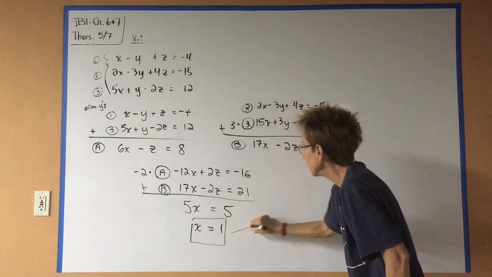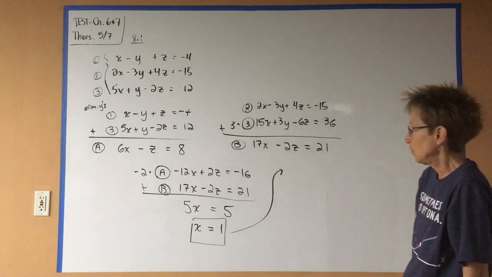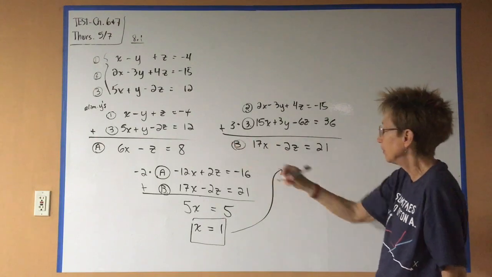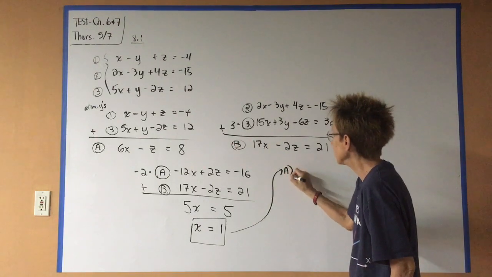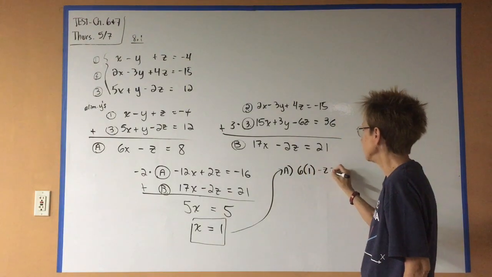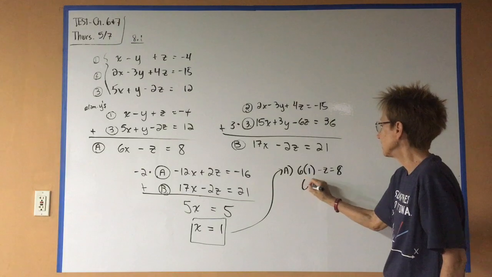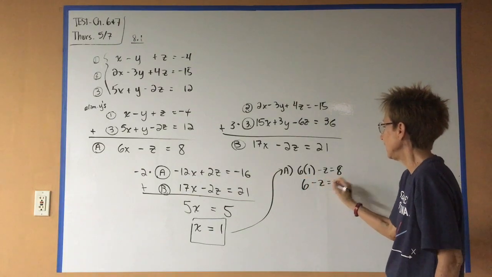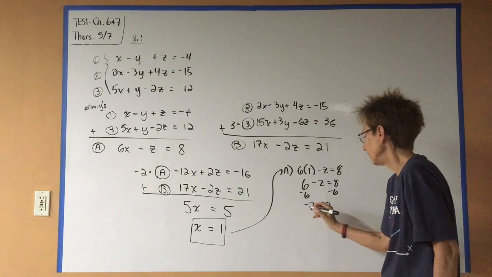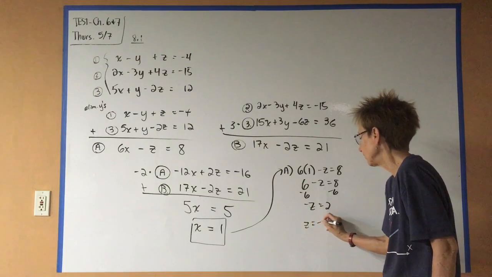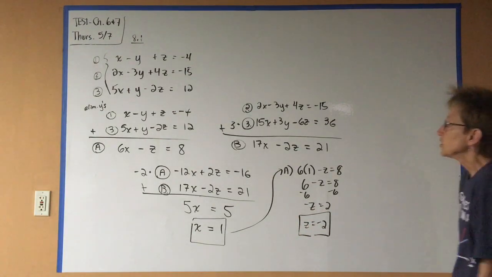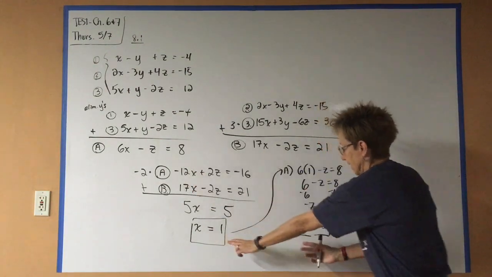So which one would you like me to plug this into? I think A looks a little easier, because the numbers are smaller, so I'll put it into A. When I plug this into A, I get 6 times x, which is 1, minus z equals 8. So that gives me 6 minus z equals 8. I subtract 6. I get negative z equals 2. I divide by negative 1, and I get z equals negative 2. So there's my next value. That came from A and B, x and z.